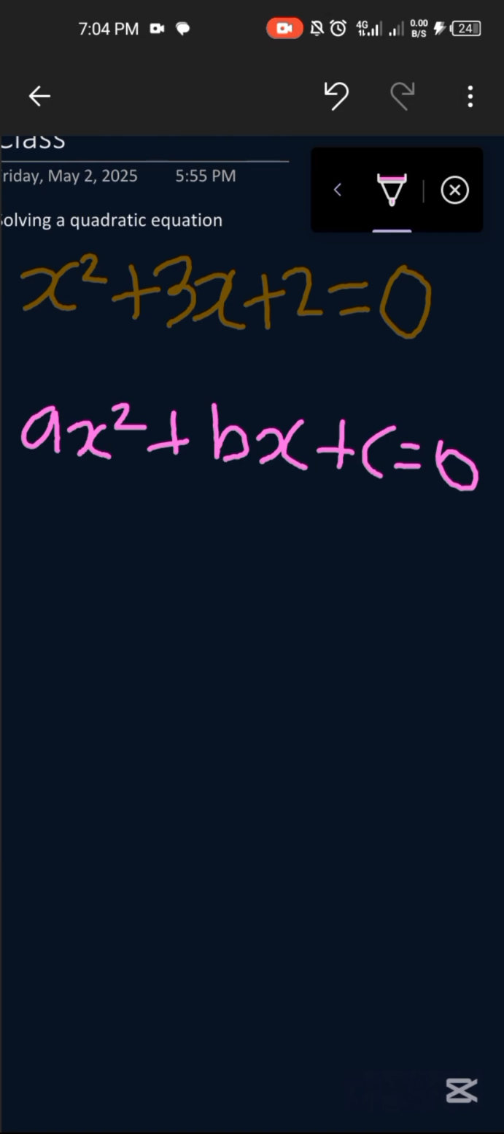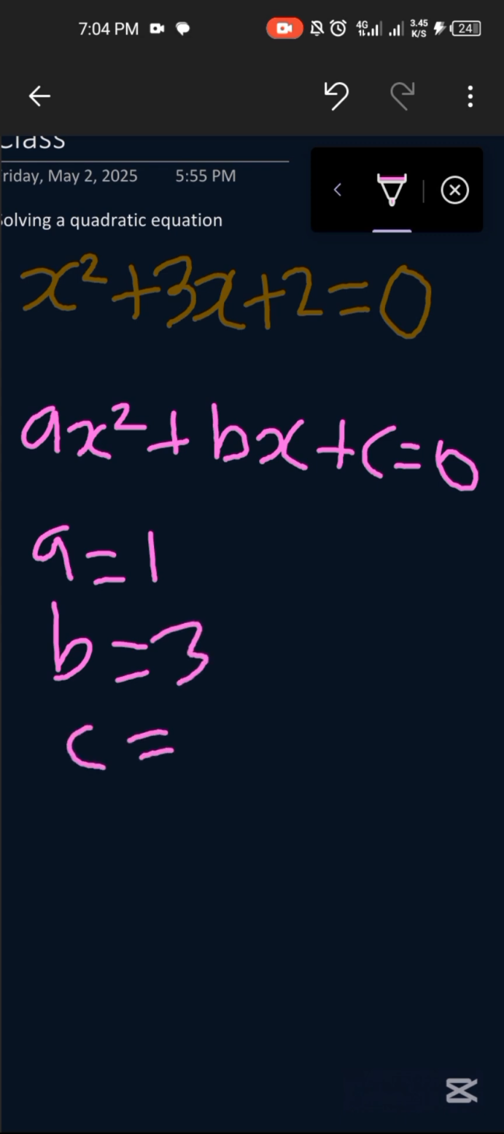So now we can figure out that here a is equal to 1, because the number that is close to x² here is 1, so there's no number there, so we just take it as 1. So b is equal to what? 3, because the coefficient of x here is 3. Now c is equal to what? c is equal to 2.